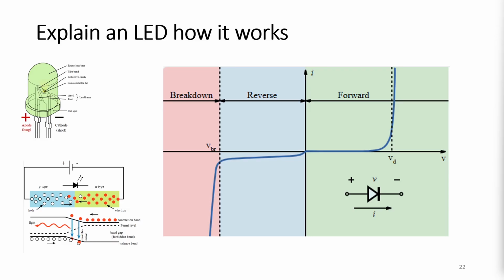So to sum up, the diode IV characteristic shows that the diode conducts significant current only in the forward direction after the forward voltage VD. It blocks current in the reverse direction under normal conditions, and conducts in reverse only when the breakdown voltage, VBR, is exceeded. This asymmetric behavior is the fundamental electrical property that allows a diode or an LED to act as a one-way current device.